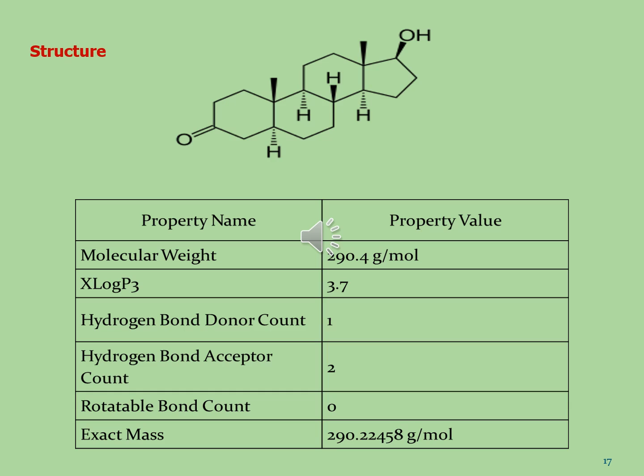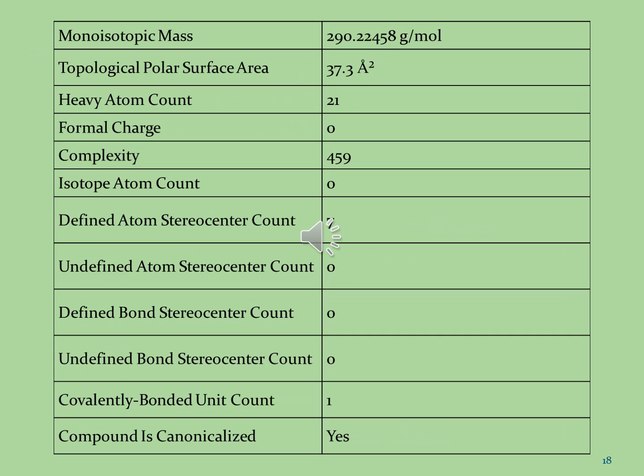And exact mass is 290.22458 grams per mole. The monoisotopic mass is 290.22458 grams per mole. Topological polar surface area is 37.3 square angstroms. Heavy atom count is 21. Formal charge is 0. Complexity is 459.